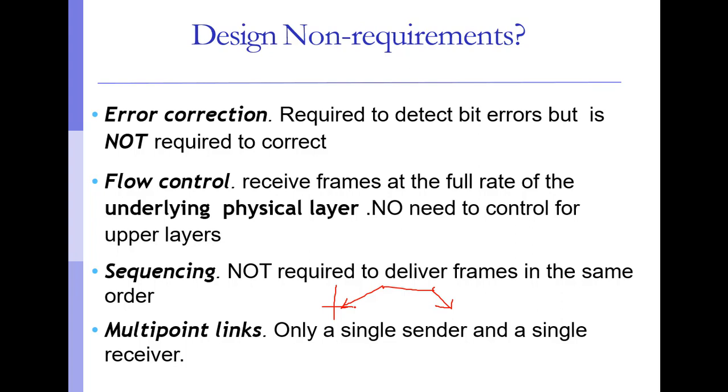And the last one is multi-point links. Only a single sender and a single receiver should be there, because point to point includes only a single sender and a single receiver. So there should not be more than a single sender and a single receiver. Point to point means from one point to another point, and this involves only one sender and one receiver.